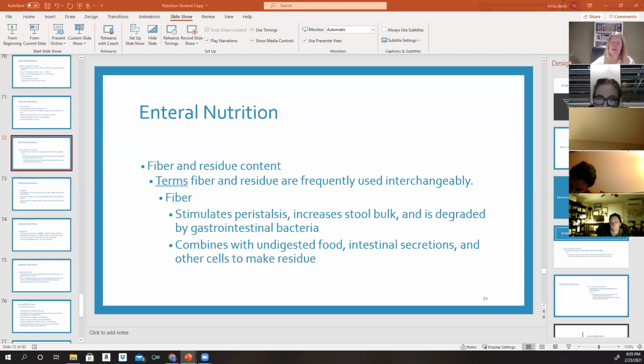The term fiber: sometimes you'll hear nutritionists say residue, sometimes you'll hear them say fiber. They are used interchangeably. They both mean the same. What is the purpose of fiber? Well, fiber stimulates peristalsis. It increases the bulk of our stool, and it is degraded by gastrointestinal bacteria. It combines with undigested food, intestinal secretions, and other cells to help make residue. Helps people have a bowel movement.